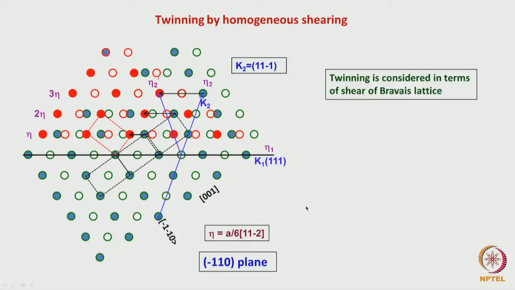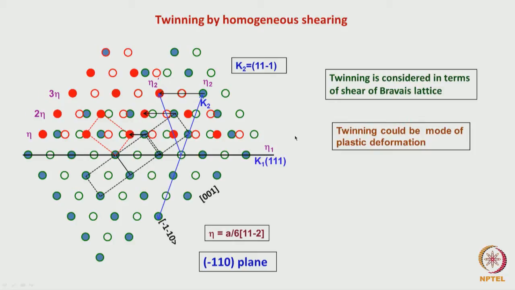So, that is exactly what I had shown here. But what is the lattice which we have considered here? This lattice is a Bravais lattice. We should understand that it is a Bravais lattice which we are considering, and twinning is always considered in terms of shear of the Bravais lattice. And this mode of deformation also can occur in a material.